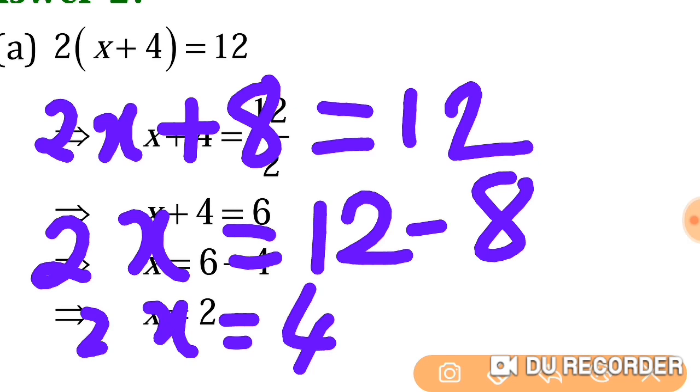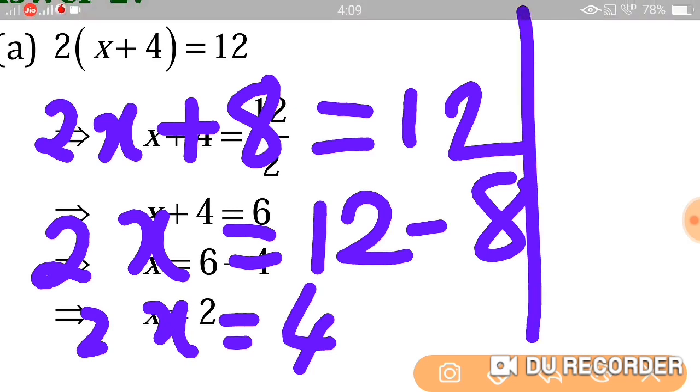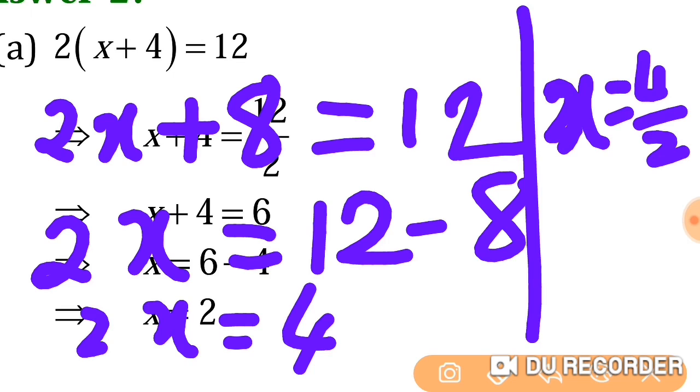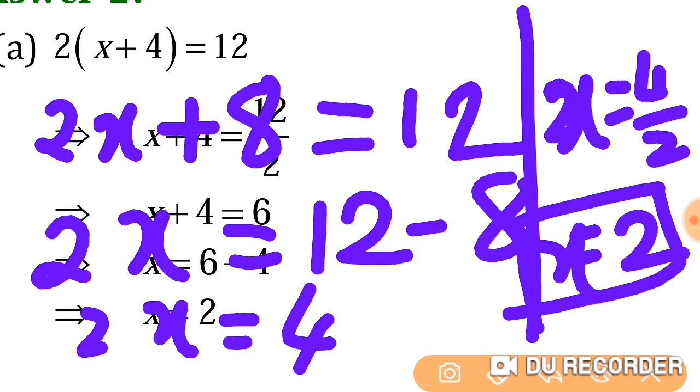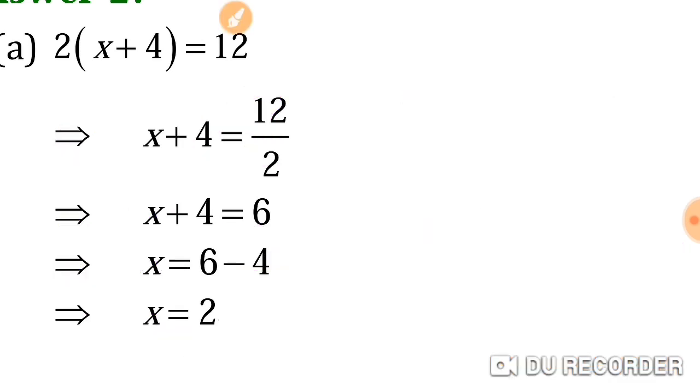Then 2x I don't want here. So x is equal to 4 by 2, that is nothing but x is equal to 2. See, this is the other method. Like this also you have to solve, or by the given examples also you can solve.